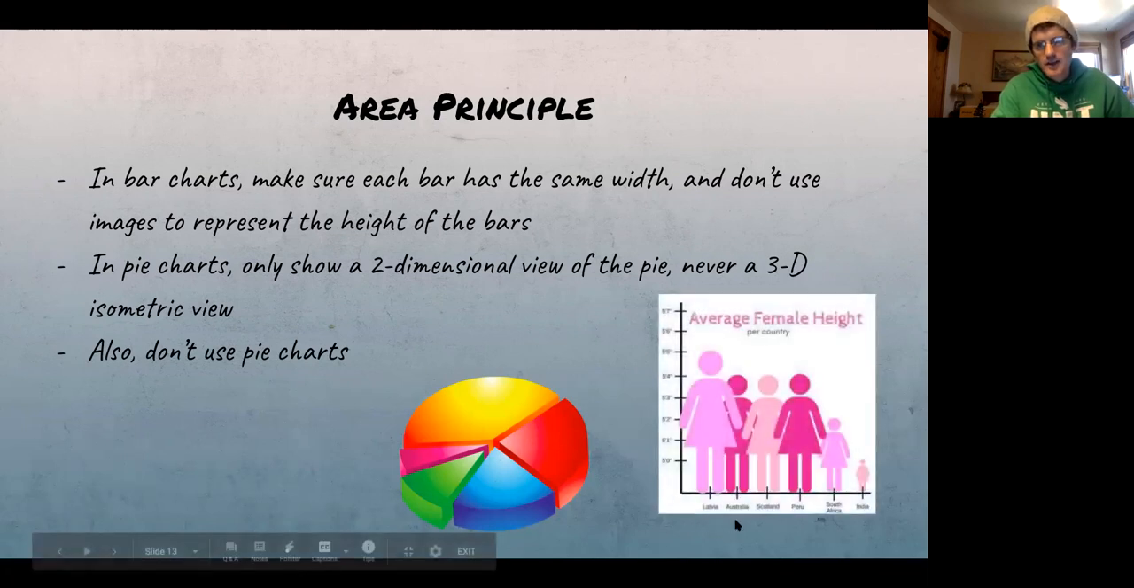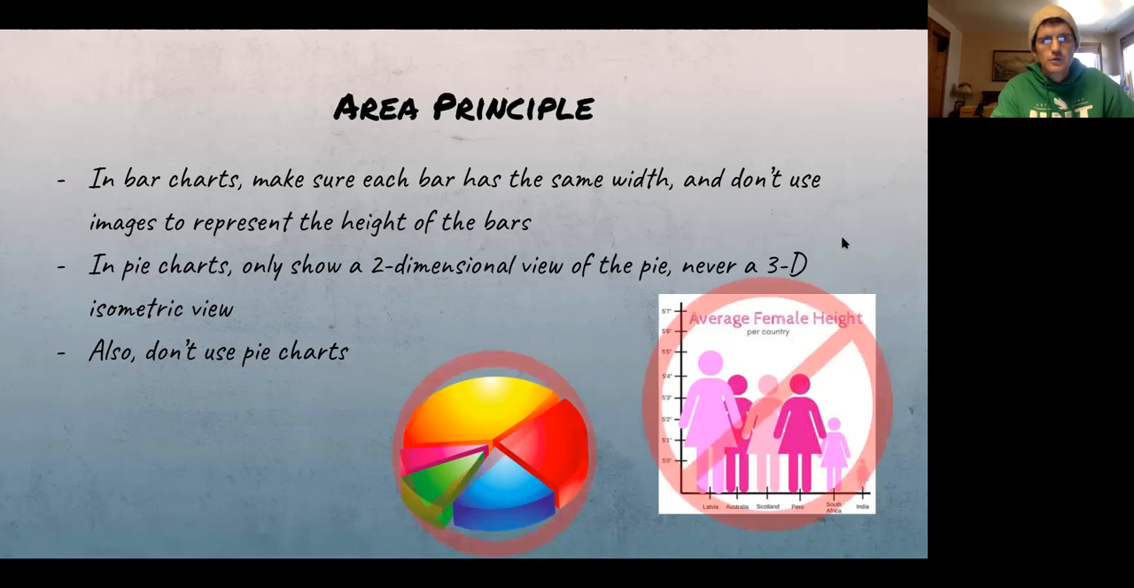And this is a great example of having different widths, because it makes the people from Latvia look like they're giants, and the people from India look like they're Oompa Loompas. And there's only a 5-inch difference in heights between them. So you will hopefully become very good at recognizing bad charts. Those are bad.